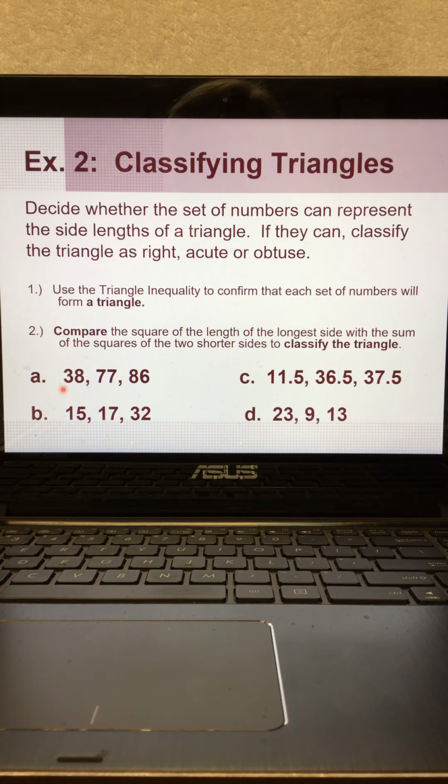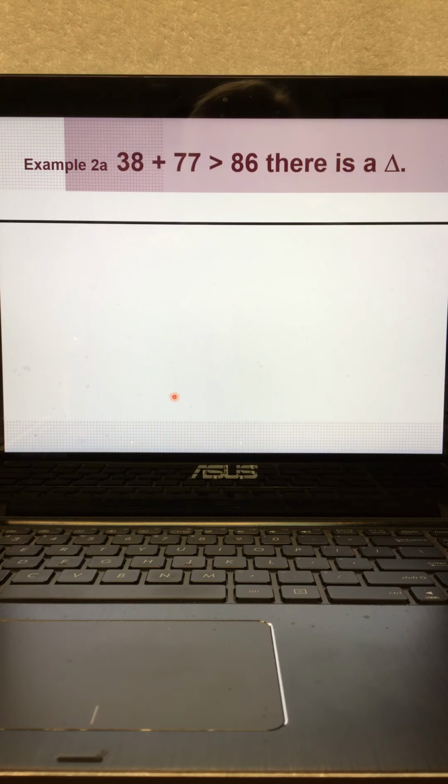Now here, just because I write down 3 numbers, 3 side lengths, does not mean we have a triangle. Do you remember that from chapter 5? We have to test and make sure the 2 short sides add up to be more than the third side. So here for problem 2A, my short sides were 38 and 77. That's more than 86, so I have a triangle.